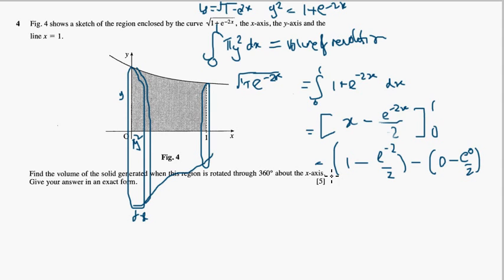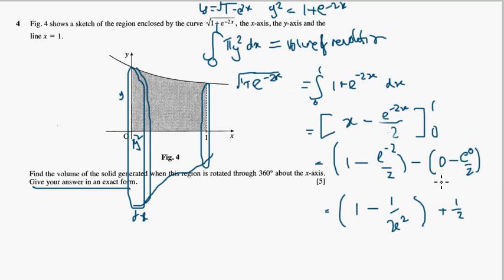Now, it says give the answer in exact form. When it says give the answer in exact form, it doesn't want you to work out what e to the minus 2 is. So e to the minus 2, remember, is 1 over e squared, so we can write this as 1 over 2 e squared if we want. I don't know if that's the form it has in the answer. Minus 0 obviously doesn't matter. Minus e to the 0. E to the 0 is 1, so this is going to be plus a half.